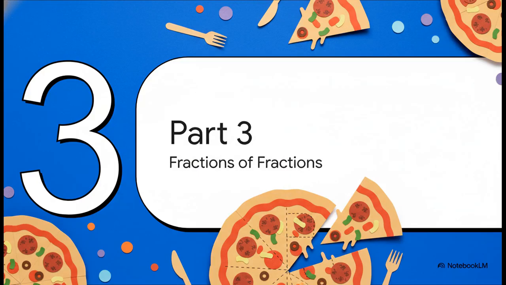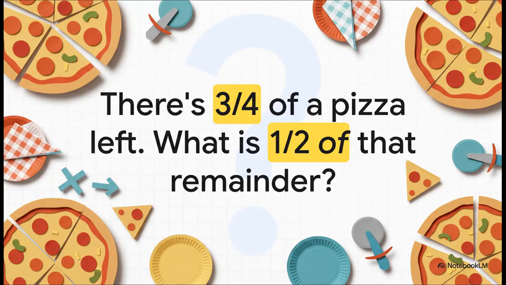The party's winding down, but there's still pizza left. Now we face a new kind of question. It's not about adding, but about taking a piece of a piece. So you don't want the whole 3/4 that's left over, you just want half of it. Now that little word of is like a secret code in math. Whenever you see it, it almost always means you need to multiply. You're finding a fraction of a fraction.